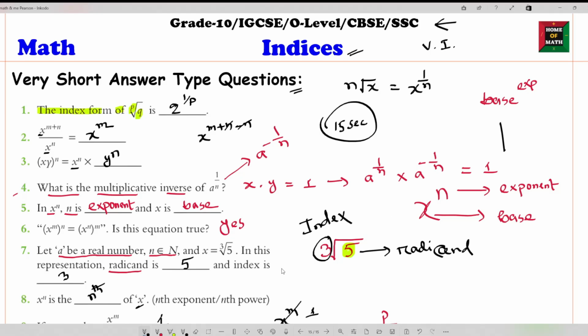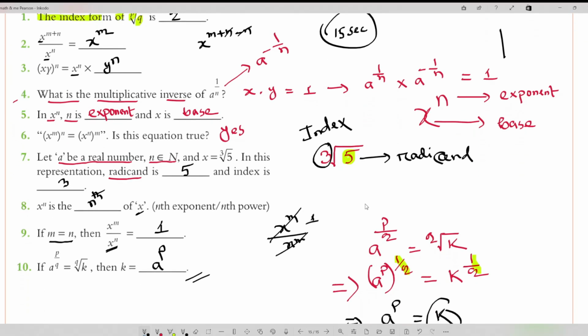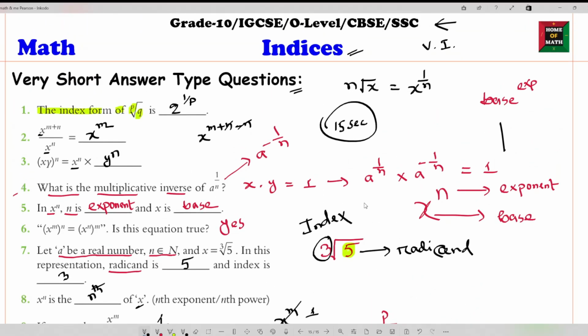So no more today, we tried to solve these 10 math questions, which are very important for any kind of competitive examination like IGCSE, O level, CBSE, SSC or grade 8 to 10, right?